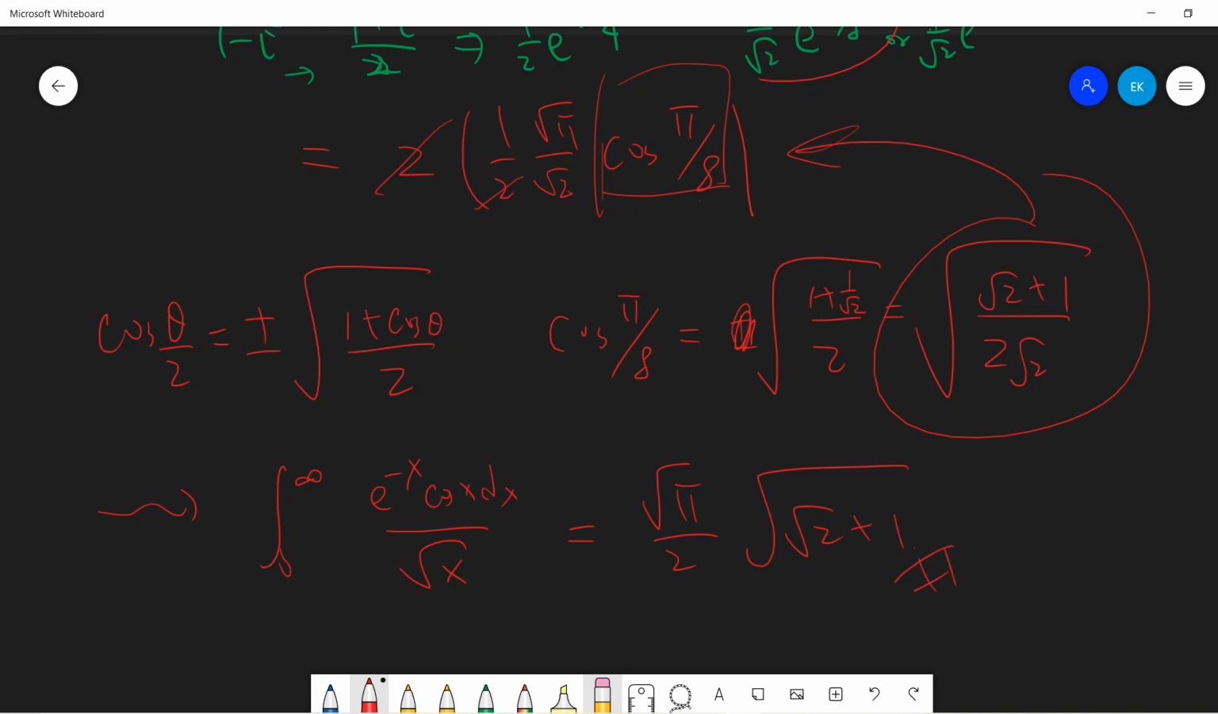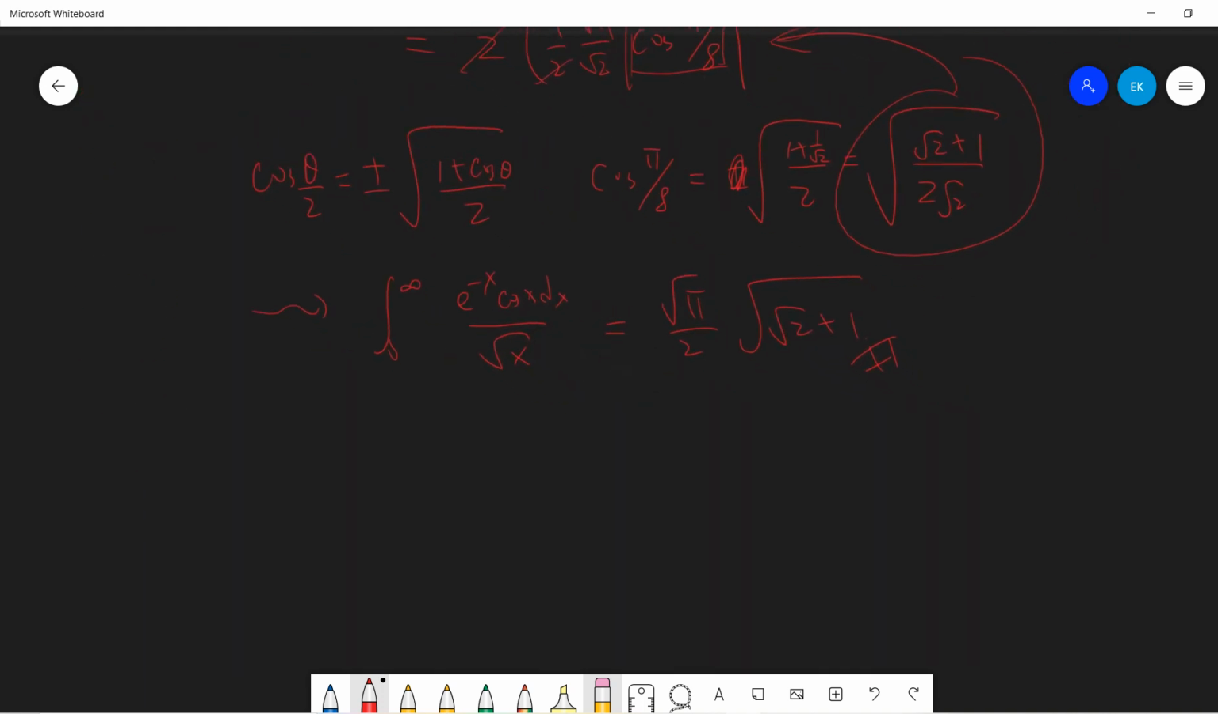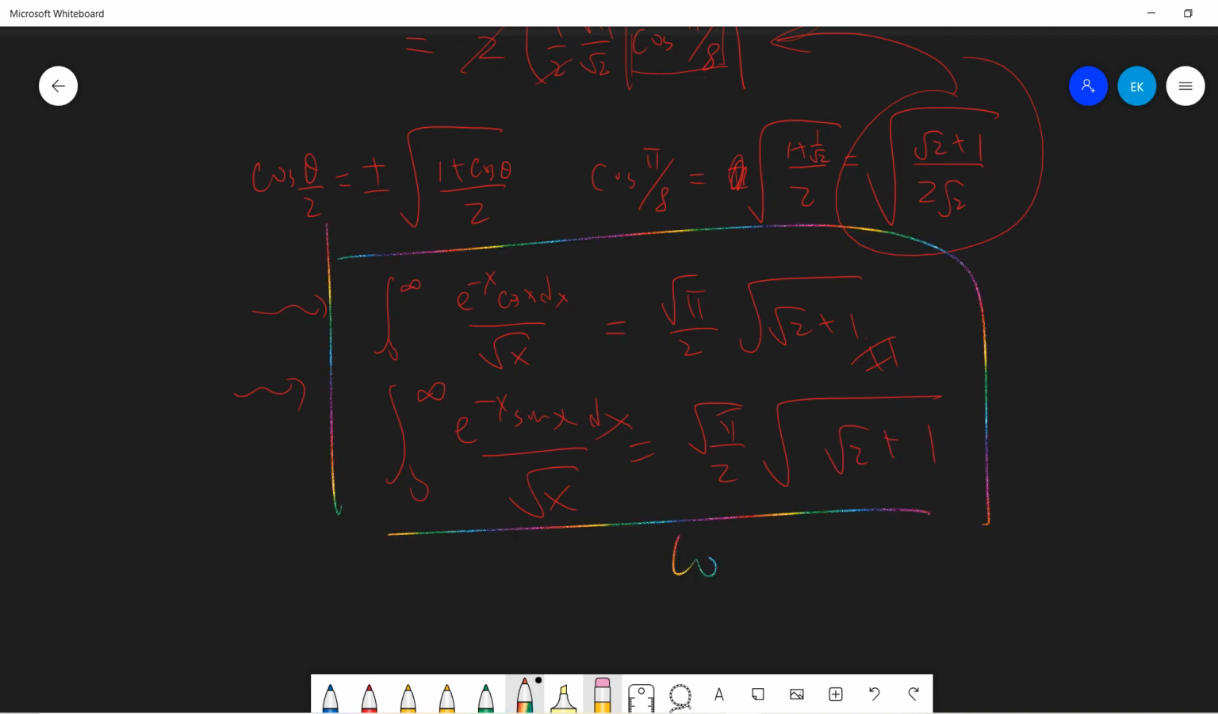Okay, and for the same reason you can change the real part to the imaginary part, right? So the same technique gives you the answer. It's the same, square root of pi divided by 2 times the square root of square root 2 plus 1. Okay, so we're happy. The next is that we use complex analysis to solve it.